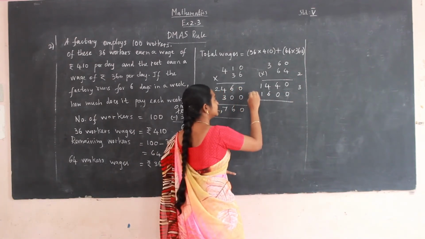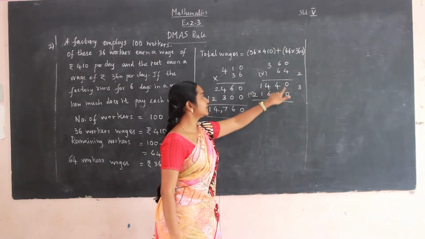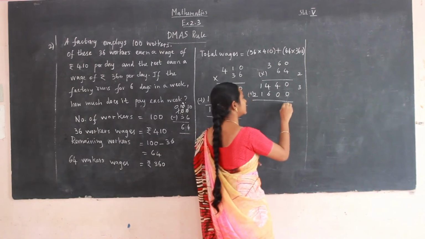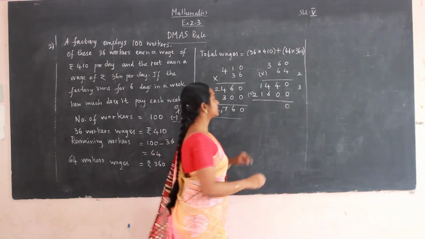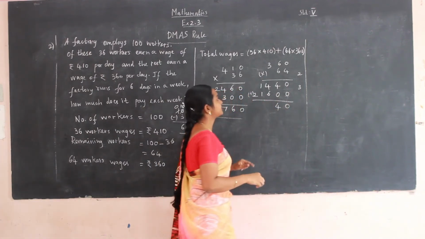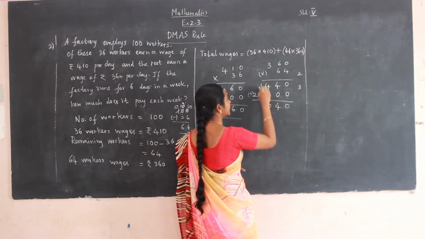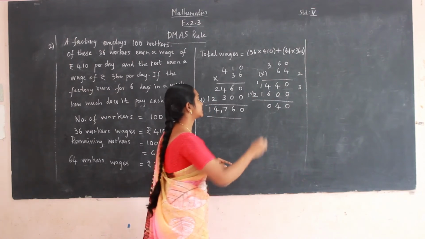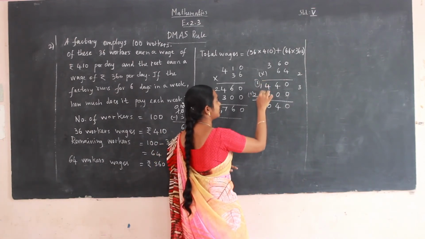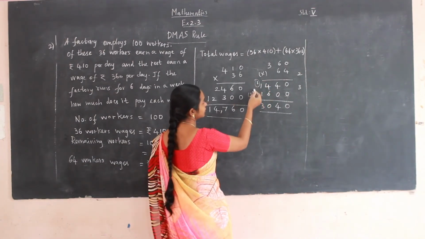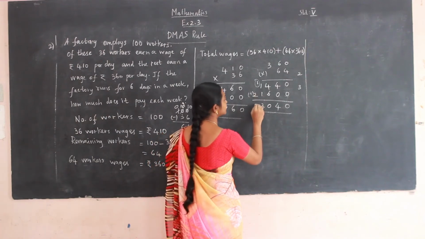Now add these two numbers. 0 plus 0 is 0. 4 plus 0 is 4. 4 plus 6 is 10. So write 0 here and 1 is carried to the next place. 1 plus 1 plus 1 is 3. Here we don't have any number, so write 2 as it is.